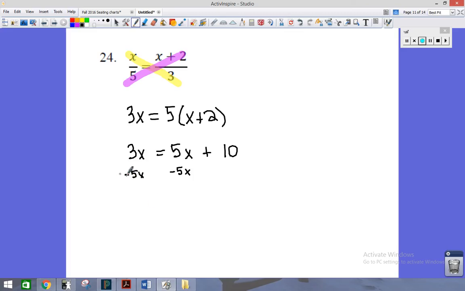So 3x's take away 5x's is going to leave me a negative number of x's. And 5x minus 5x, they just cancel. So now I have this term, 10 on the right hand side.